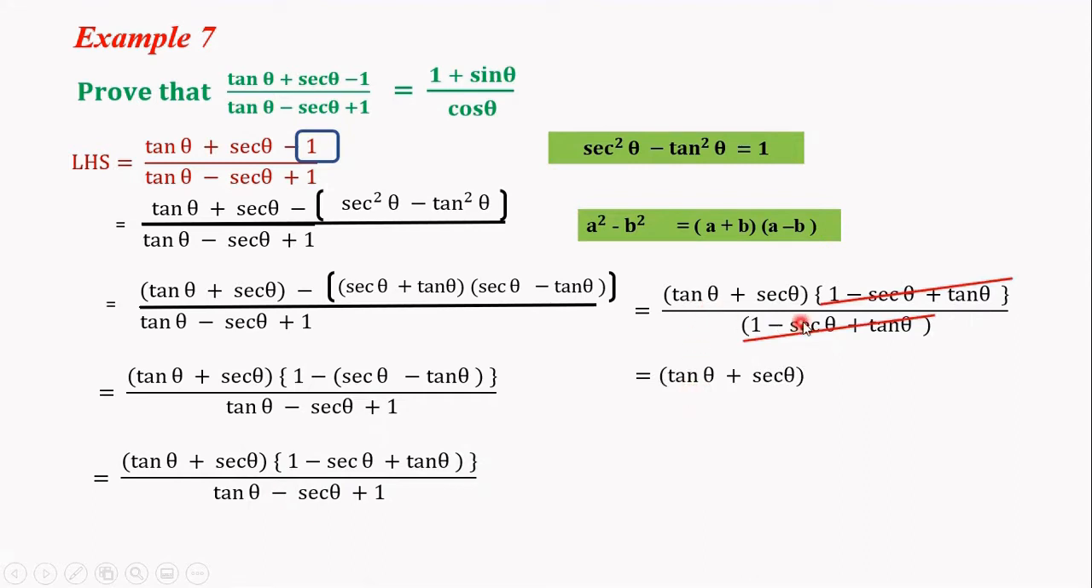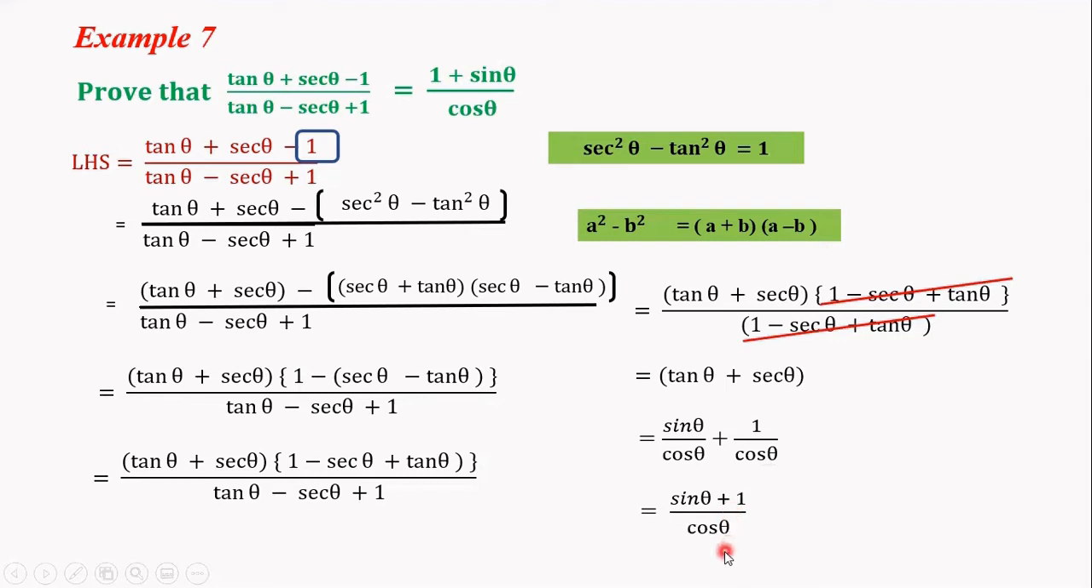Now the leftover is tan theta plus sec theta. In right hand side, it is 1 plus sin theta by cos theta. Our answer is 1 plus sin theta by cos theta. So to get right hand side, we express both the trigonometric ratios, that is tan theta and sec theta, into sine and cos. So using the formula for tan theta, we have sin theta by cos theta, and using the formula of sec theta, we have 1 by cos theta.